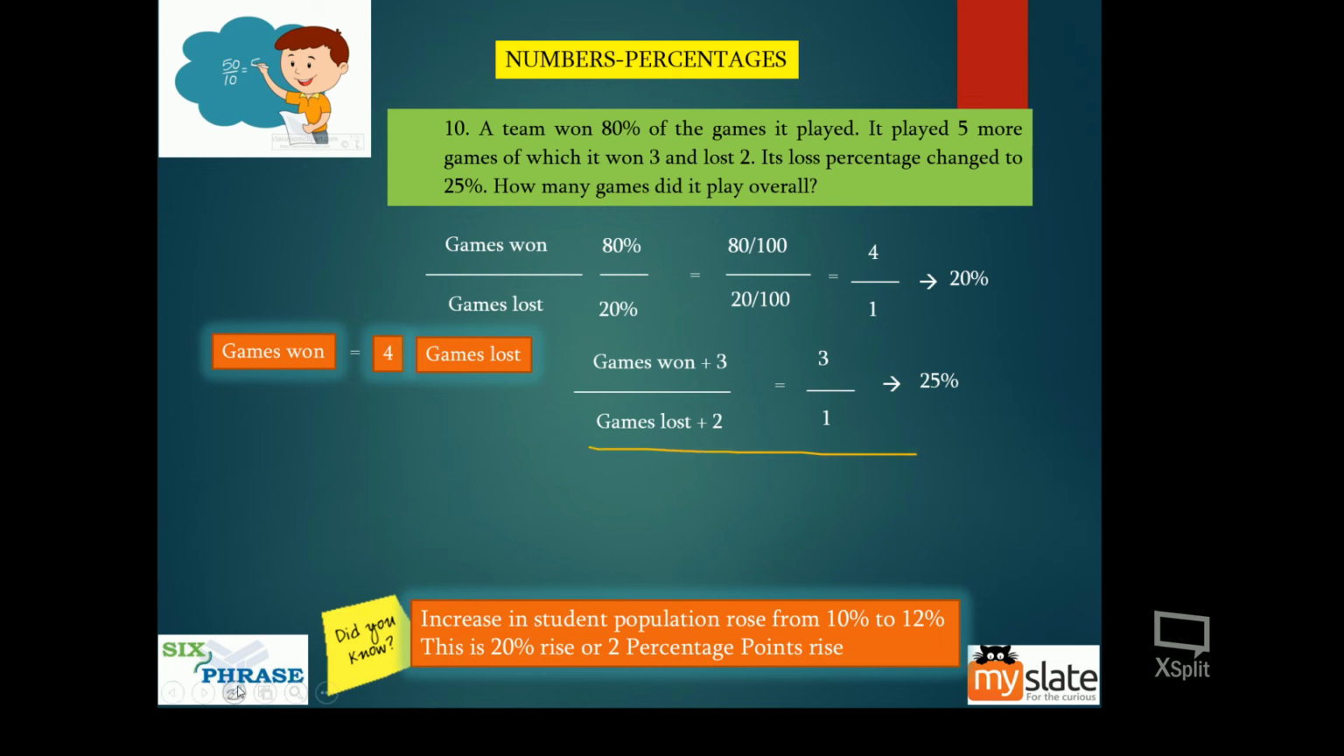What we are going to do is substitute this here. If this 4 comes to the bottom, games lost will be equal to games won by 4. So instead of games lost, we are going to write games won by 4. It will be like this: games won by 4 plus 2. I'm just rewriting games lost using this equation. This is equal to 3 by 1. If you solve this, you will get games won to be 12, and games lost will be 3.